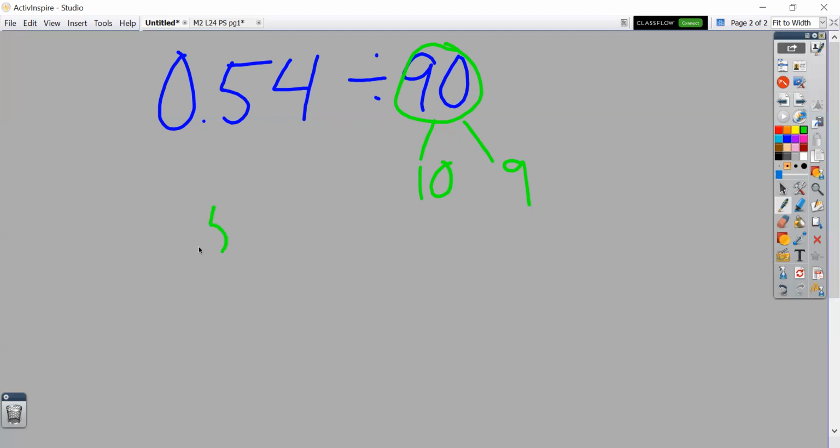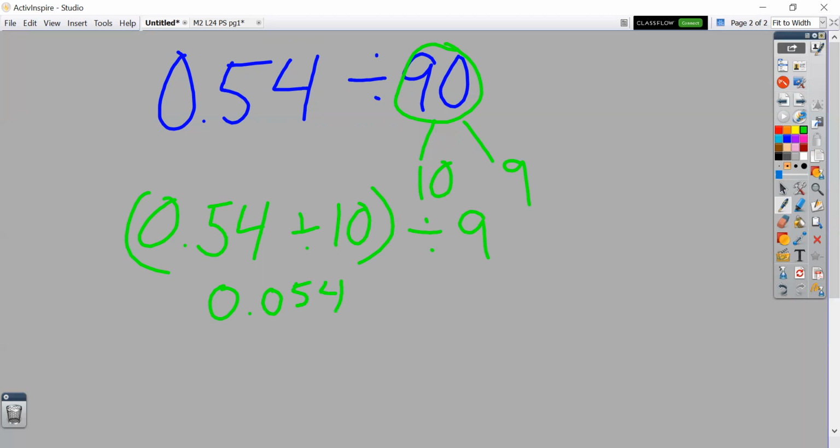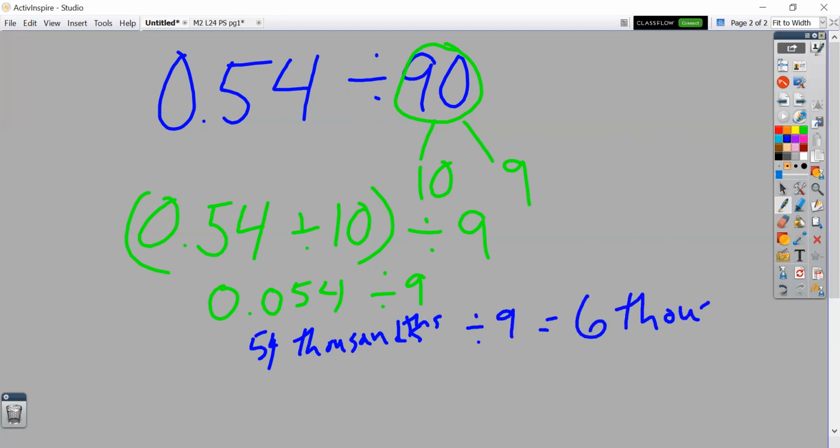If we divide 54 hundredths by 10 first, and then divide by 9. We know that 54 hundredths, well, if we just shift those digits one place to the right, just means the 5 tenths is going to the hundredths, the 4 hundredths is going to the thousandths. So now we have 54 thousandths divided by 9. And this is where I'm going to think unit form. 54 thousandths divided by 9, well, I know 54 divided by 9 is 6, so we keep our unit.